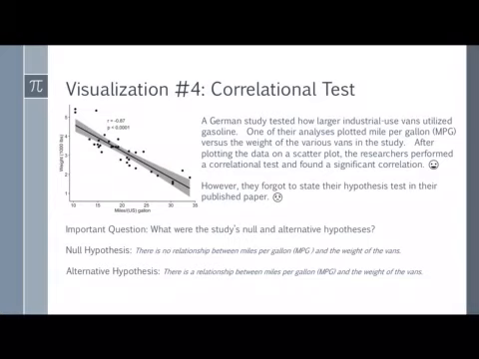So our null hypothesis, which is rejected, is that there is no relationship between miles per gallon and the weight of the vans, making the alternative hypothesis true. There is a relationship between the miles per gallon and the weight of the vans.